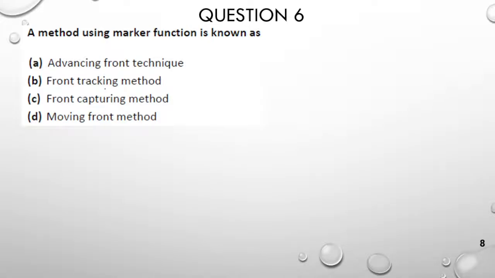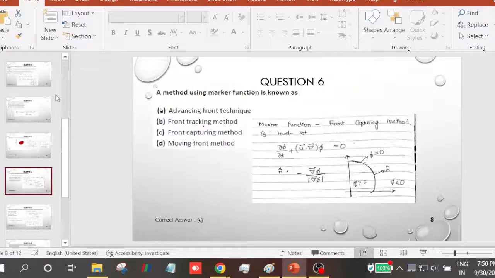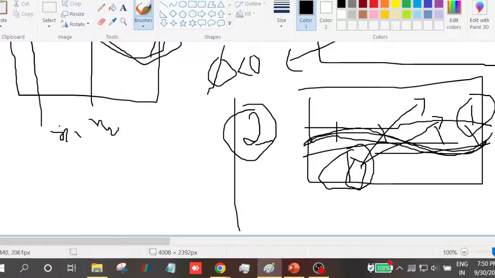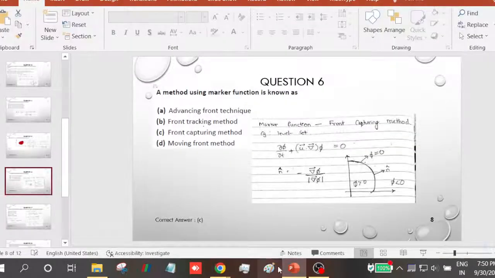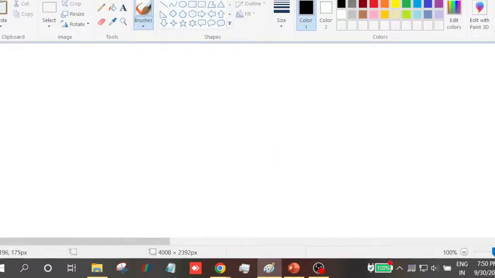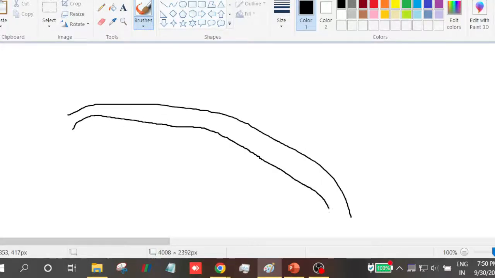Okay, so a method using marker function is known as which of the following? Advancing front technique, front tracking technique, front capturing technique, and moving front technique. So this marker function, as I told earlier, what we do is that we have a sharp interface in realistic situations, but we try to smoothen it out.